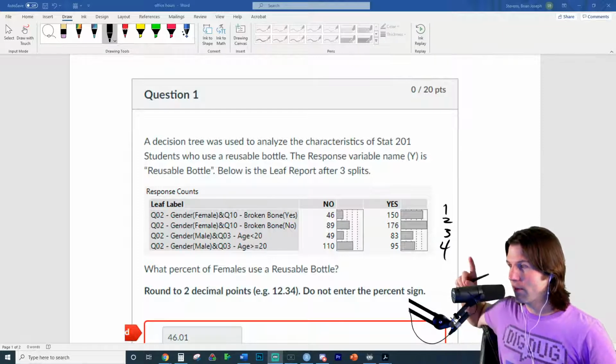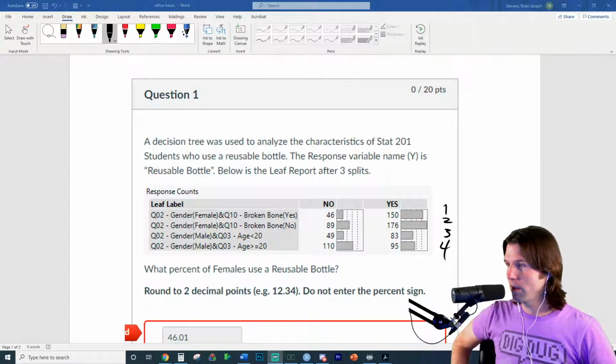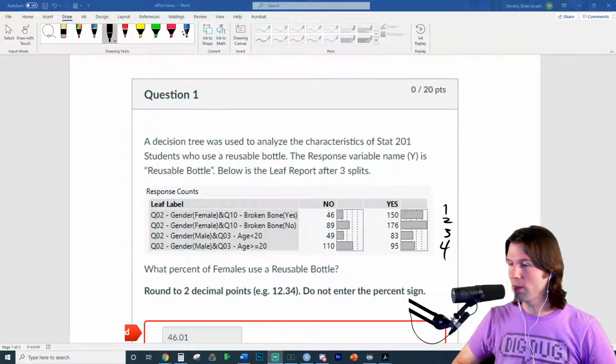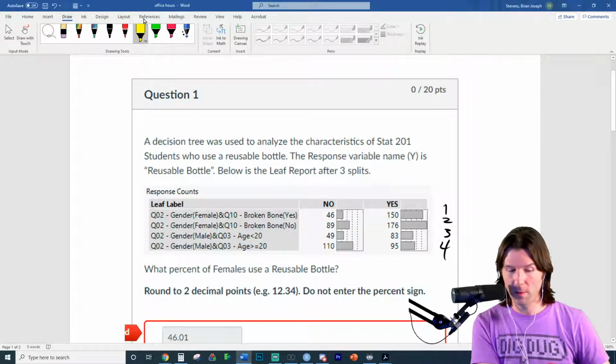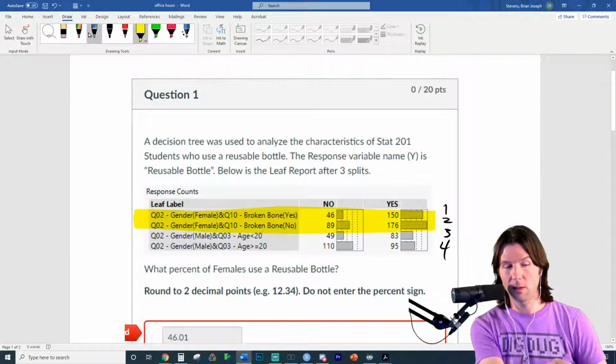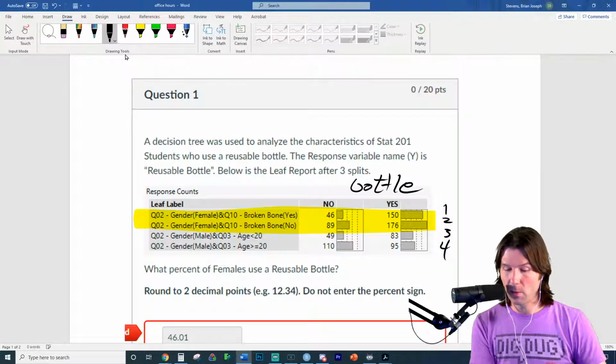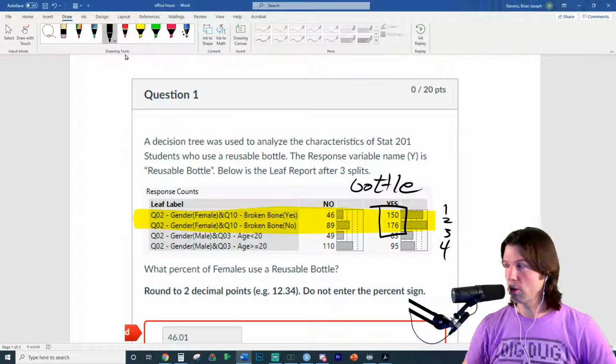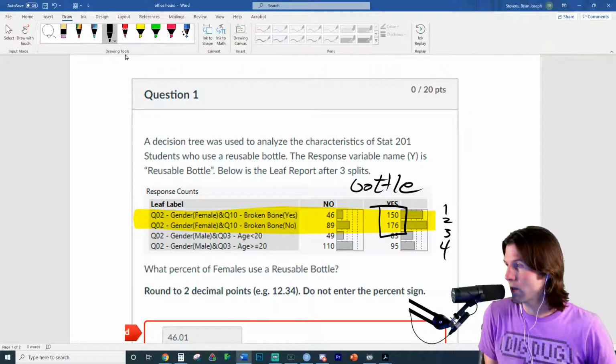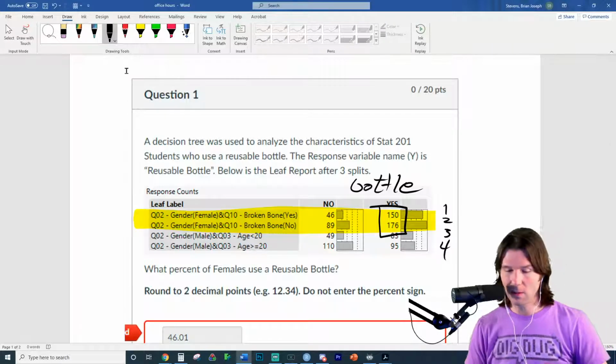So which of the leaves have the females in here? Leaves 1 and 2, exactly. 1 and 2 have females. So these are the leaves with the females. And this right here is the reusable bottle question. So we want to know how many of them use a reusable bottle, and the answer should be 150 plus 176. And we should get 326, I think.